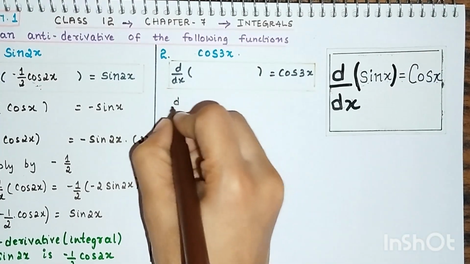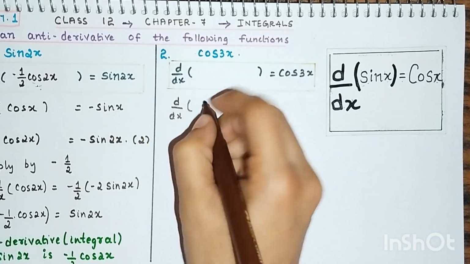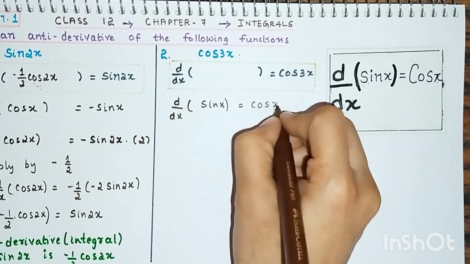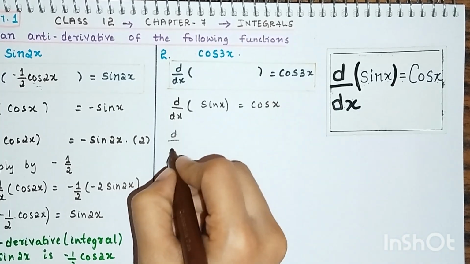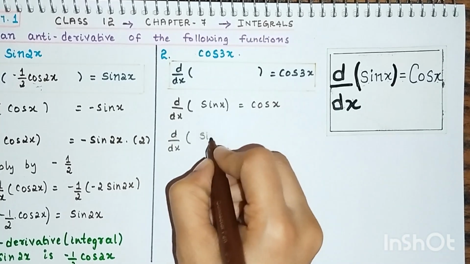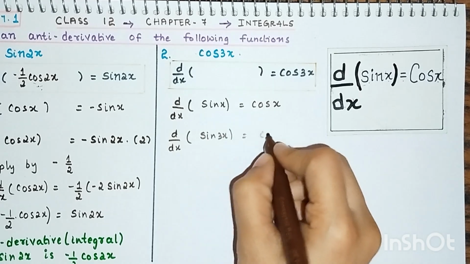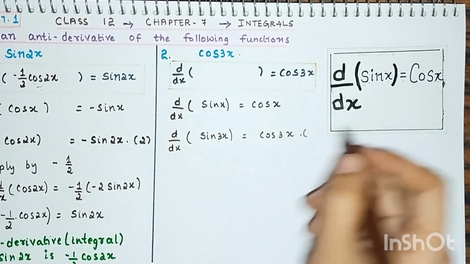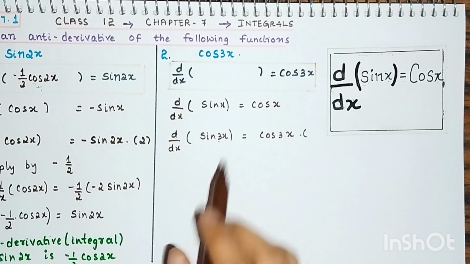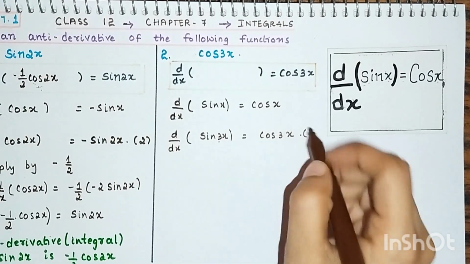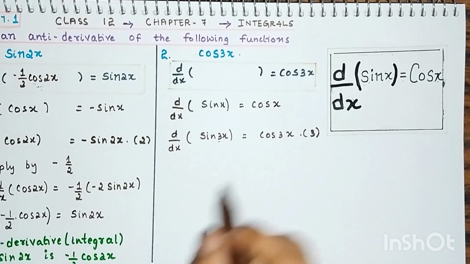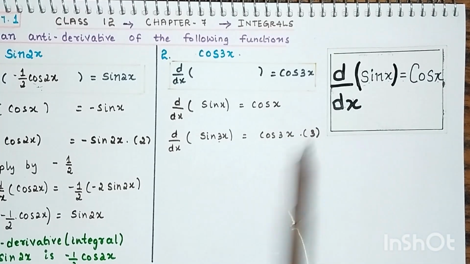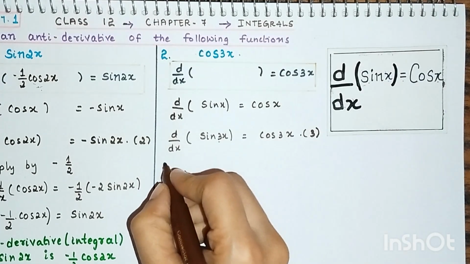Now d by dx of sin x is equal to cos x, but we want cos 3x. So we will differentiate sin 3x, which gives cos 3x, and we have to differentiate this 3x. So the derivative of 3x, constant into x, will be the constant. So cos 3x into 3. But actually we want cos 3x. So we want to delete this 3. So what we will do?